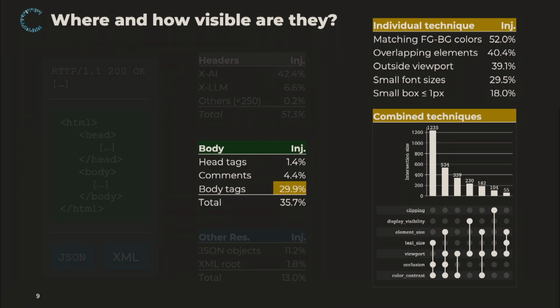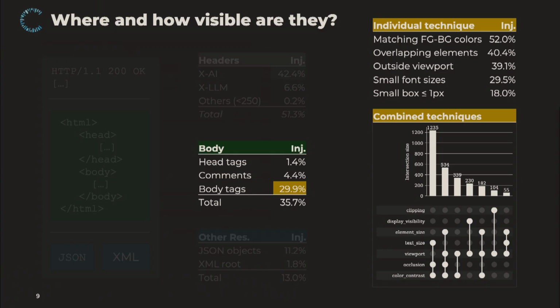And two other tricks are using extremely small elements, either the font type, the font size, or the box containing the actual string to be rendered. We also had a look at the combination of those techniques. Probably it's a bit too small to be seen, but this is just a reference. You can have a look at the paper to have more specific details on how they are combined together. But there are certain combinations that are more popular than others.